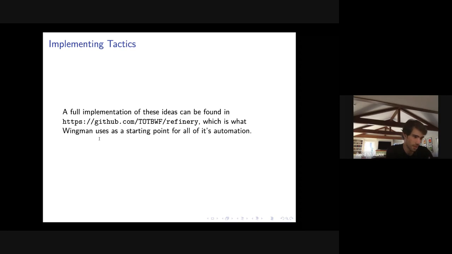So it may look like magic, but it's not magic. It's 2 types, a bunch of combinators, and a bunch of CPS. And that's kind of all there is to it.